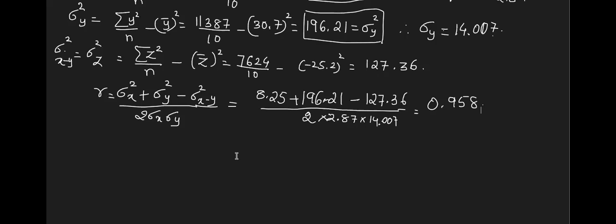What is the range for r? Yes, the range for r is between -1 to +1. Whether you calculate by any formula, whatever it is, the r value lying between -1 to +1 should always be satisfied. Okay. So this is the value of r.